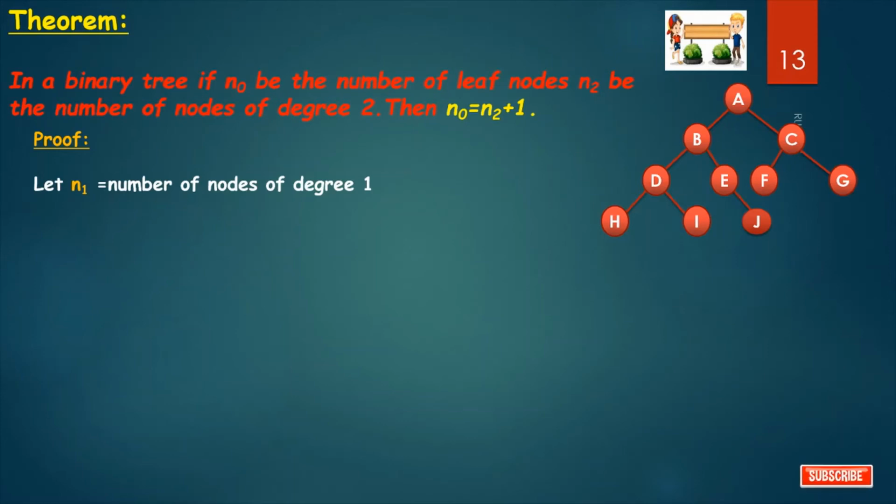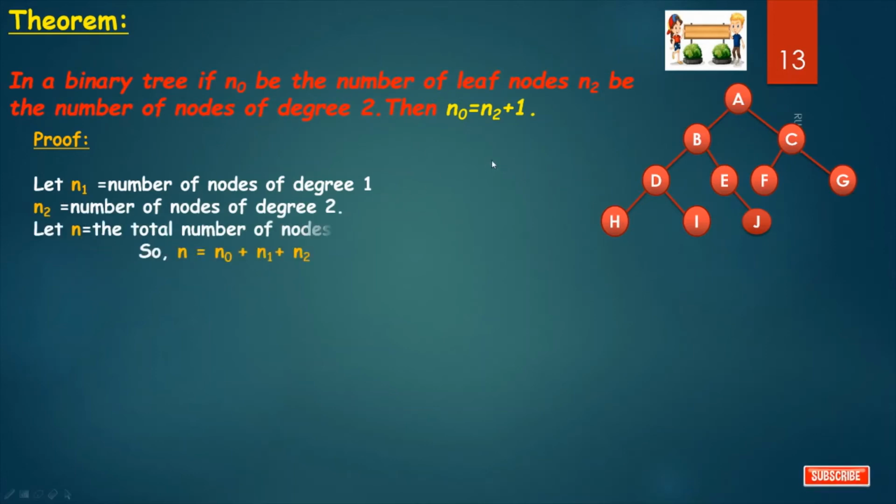What is the value of n0? It is 5. And what is the value of n1 for this tree? Nodes having degree 1, it is only 1, only this node E. So 4 plus 5 plus 1, total 10. So total nodes are 1, 2, 3, 4, 5, 6, 7, 8, 9, 10. Let n1 be the number of nodes of degree 1, n2 be the number of nodes of degree 2. So the total number of nodes, say n, is n0 plus n1 plus n2.